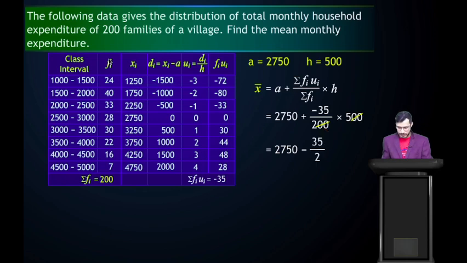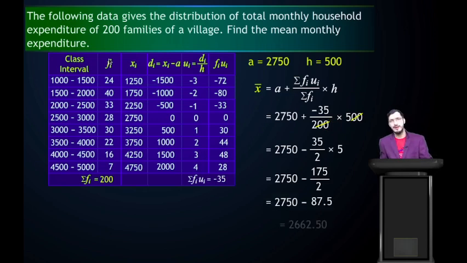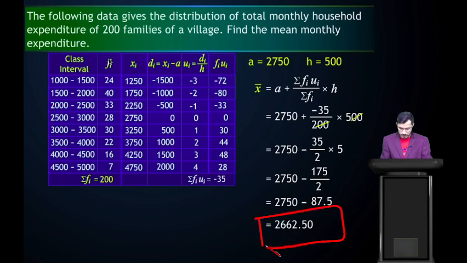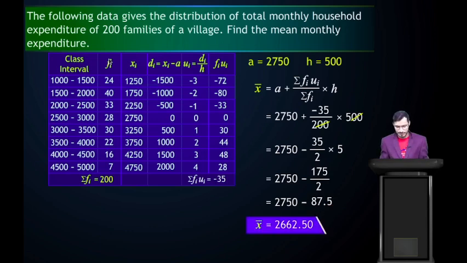So here 2750 minus 35 by 2 into 5. So here 35 into 5, 175, 2750 minus 87.5. So we get 2662.50. Okay, 2662.50. Yes, so that is the mean.